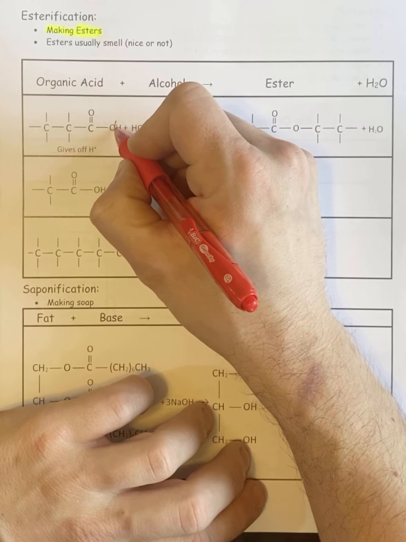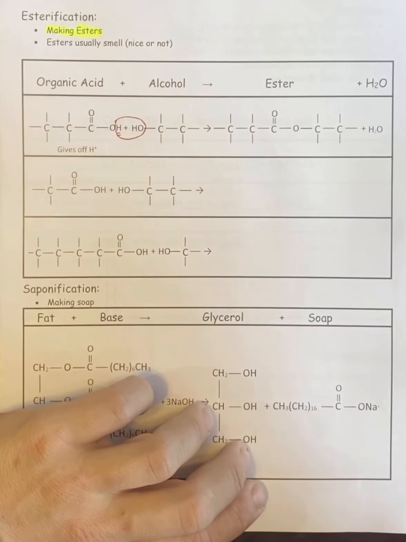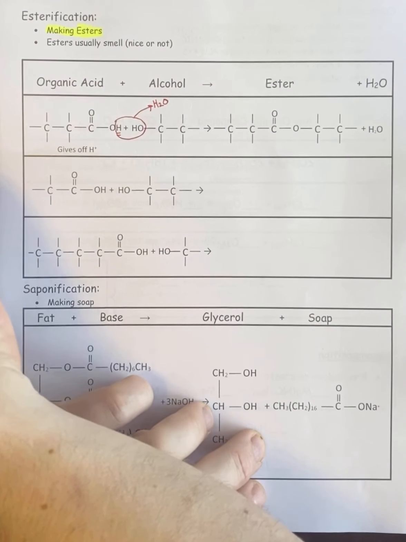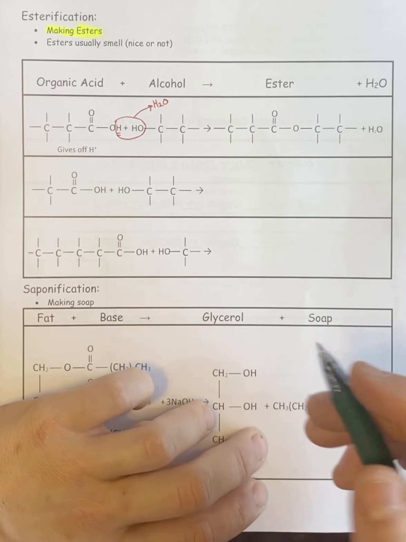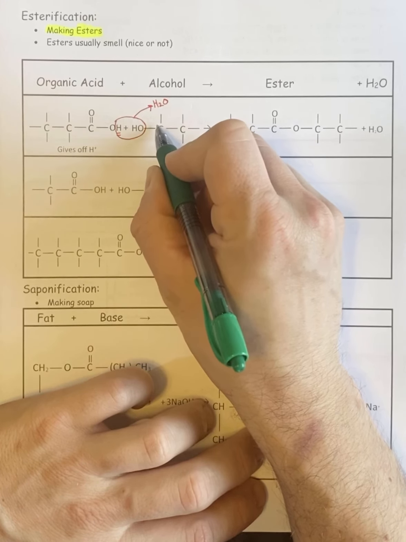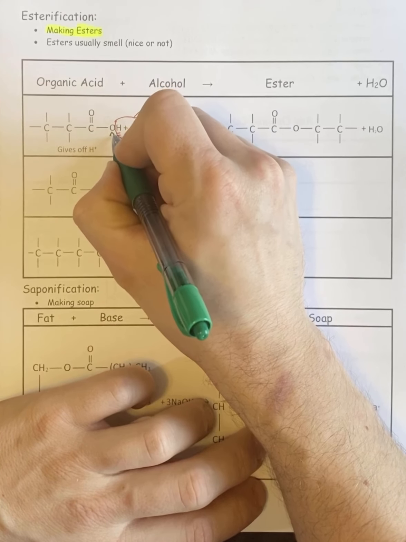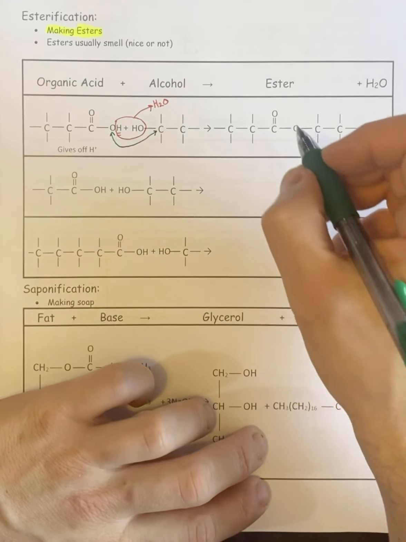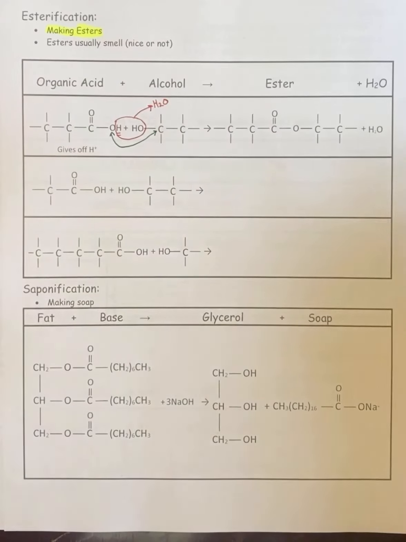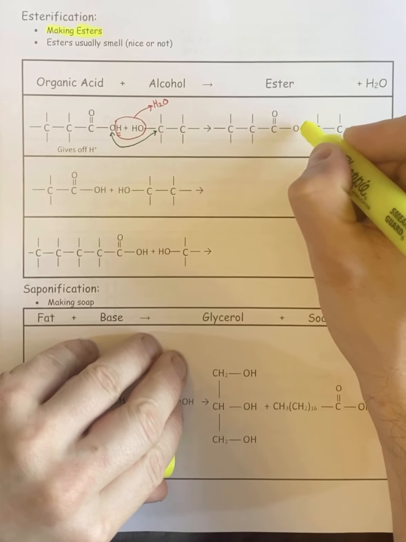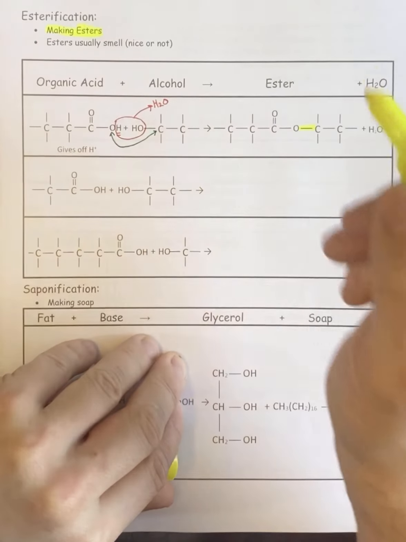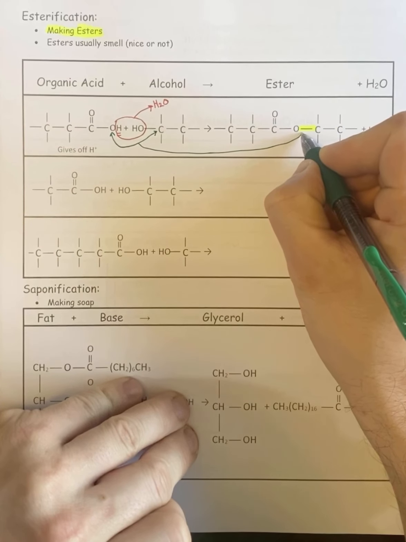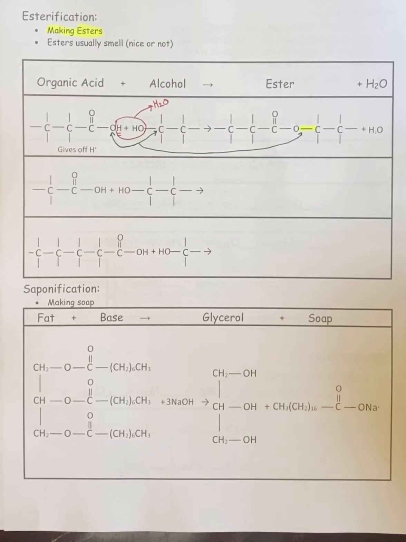And that H is actually going to react with the OH from the alcohol, and that is going to come off to make water, because when you add an H and an OH together, you make water. Now, that leaves this carbon with not enough bonds, and it leaves this oxygen with not enough bonds. So what happens is the oxygen and the carbon bond together, and that's this bond right here. I'll use yellow because it's a little bit better. So that's this bond right there. All right, and that's how it works.